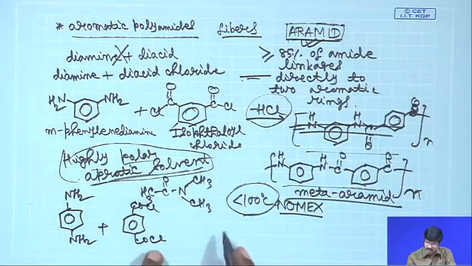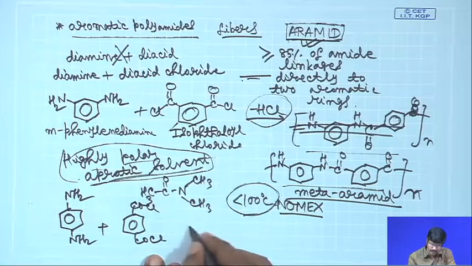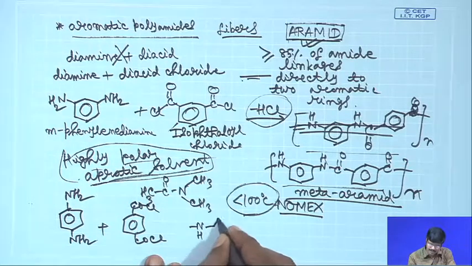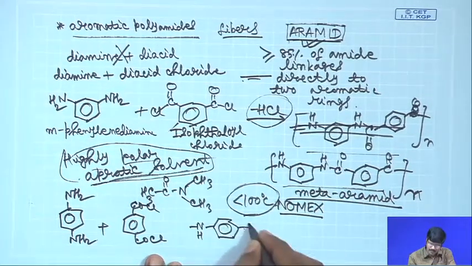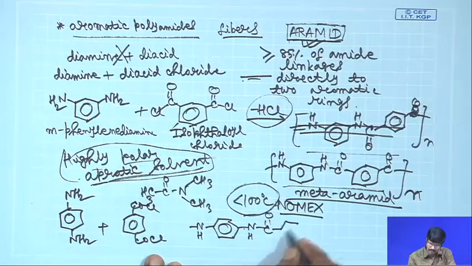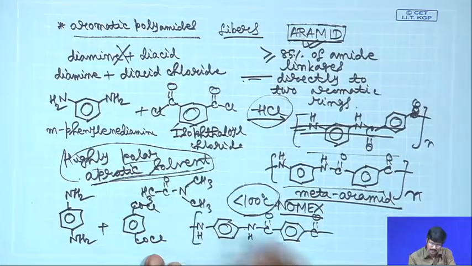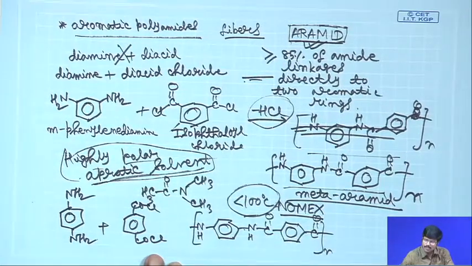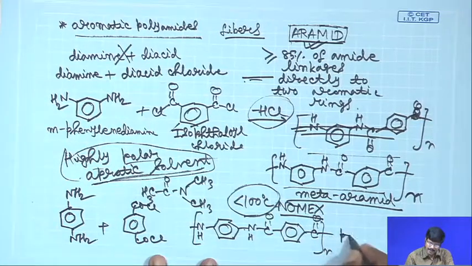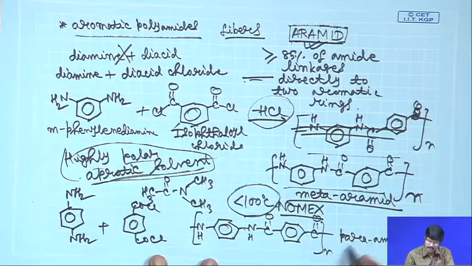The para version of this material will be paraamide, that is this NH, CO, this is your paraamide. Okay. Now, this paraamide that you have here, the trade name of this paraamide is Kevlar.